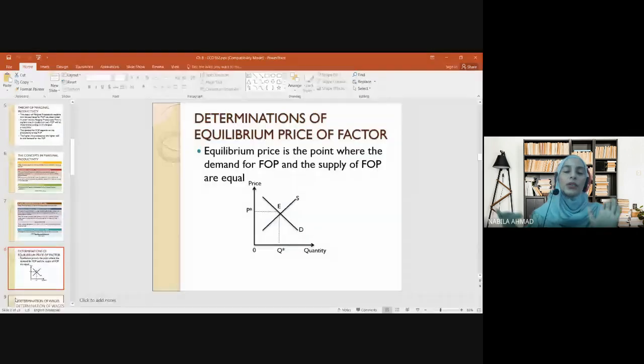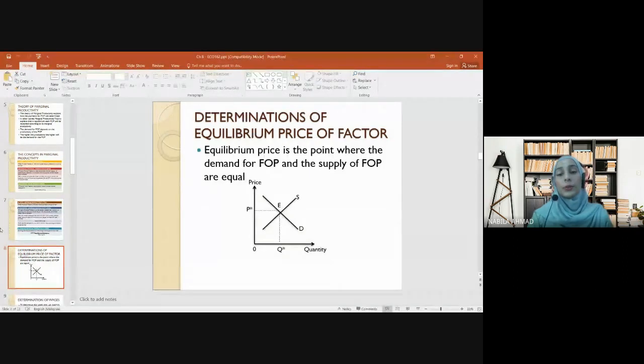Okay. Now kita fokus on labor sahaja. Kita tak payah sebab syllabus kita cover sampai labor sahaja. So kita tak cover capital, kita tidak cover rent and also profit or entrepreneur. Okay.